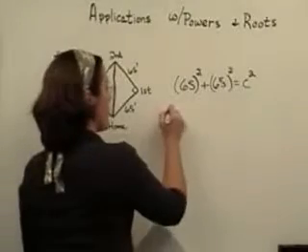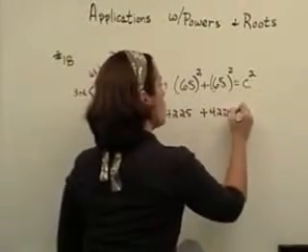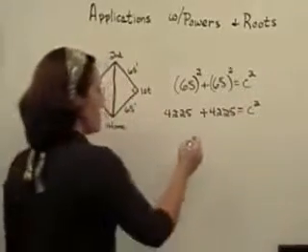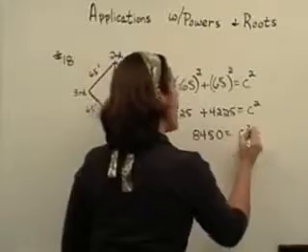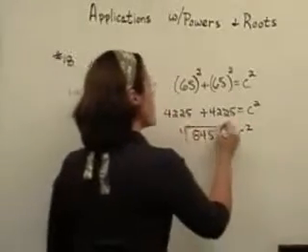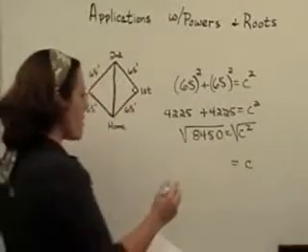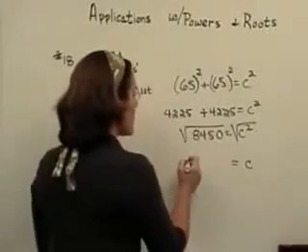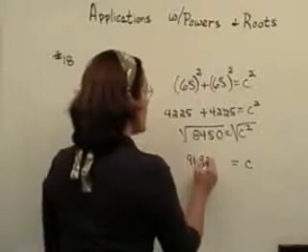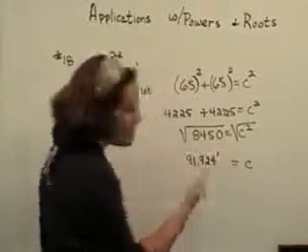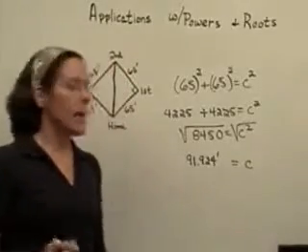And when I do that, I've got 4,225 plus 4,225, and I'll add those up, and I get 8,450. And now I take the square root of both sides, and let's see, I don't think I bothered to simplify this because this was a baseball problem and I wanted to know the distance. And it turns out to be 91.924 feet. You know, I'm rounding to the thousandths place because we've been doing that throughout.